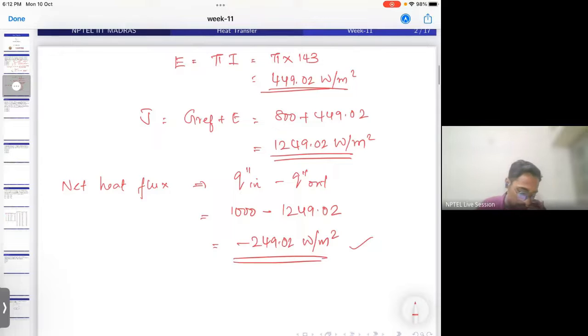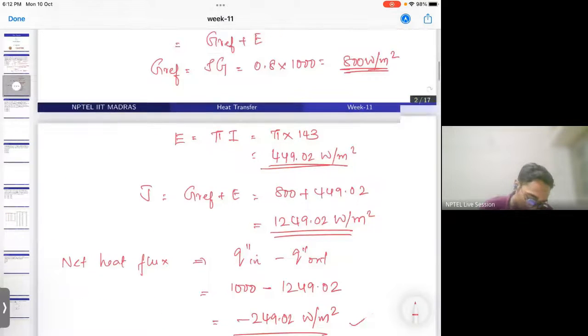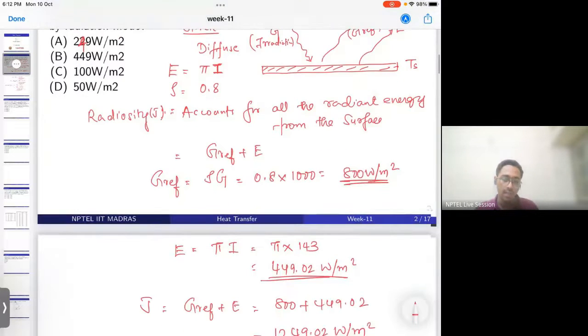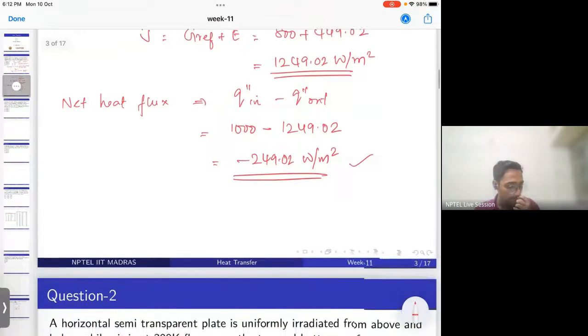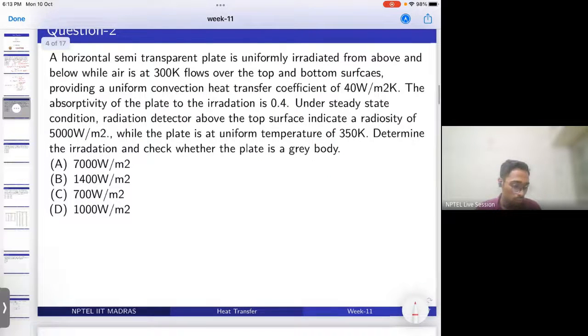Answer is right. So there is some mistake in the option. It should be 249. So the final answer is right. This is the heat flux that is emitting from the surface. So let's move on to the next question.